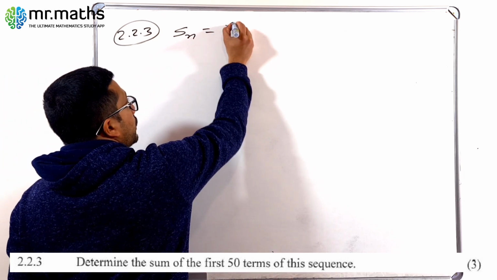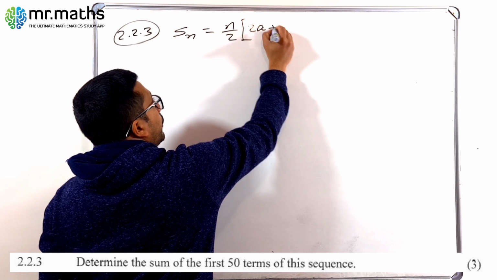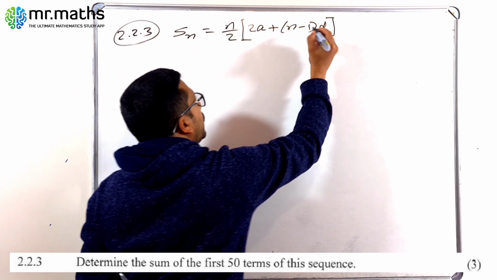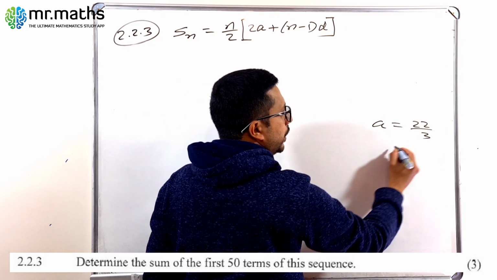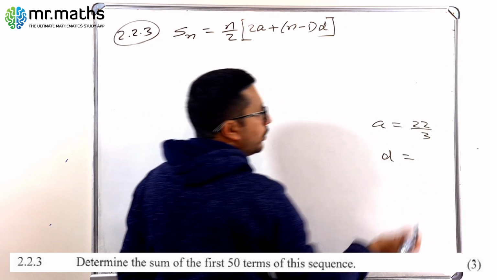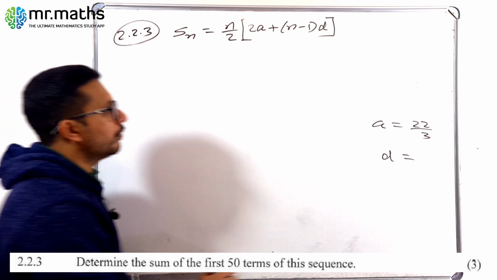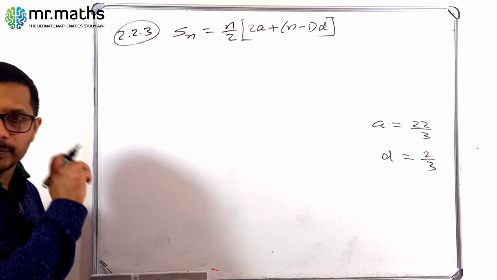Since this one is an arithmetic sequence, the formula is n by 2 into 2a plus n minus 1 into d. So what is the value of a? Do you remember? 22 over 3. And what is the value of d? From the previous question, d is 2 over 3.